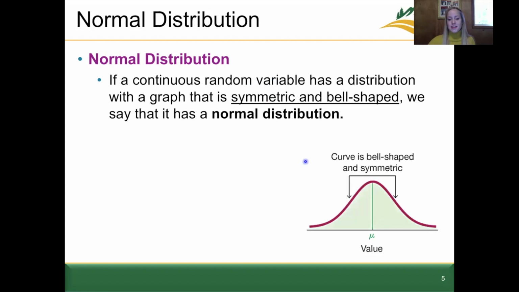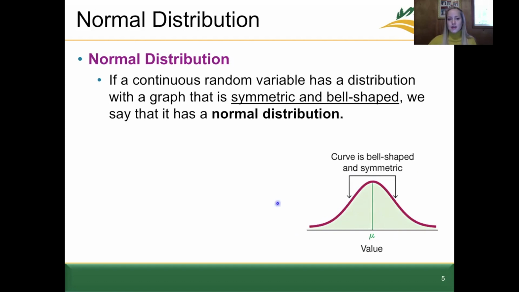An example then of this symmetric and bell-shaped would look something like this. So we have our mean value here on the x-axis, or mu. Then this curve is also bell-shaped. It's also symmetric because this side is a mirror image of this side of the graph, so it has symmetry to it.